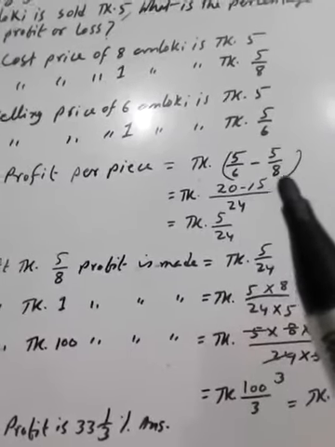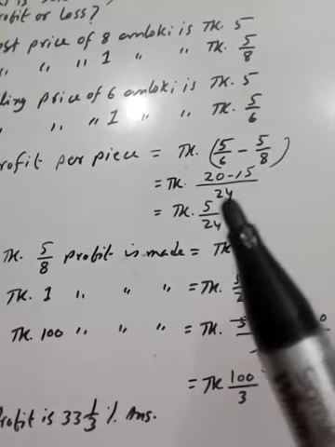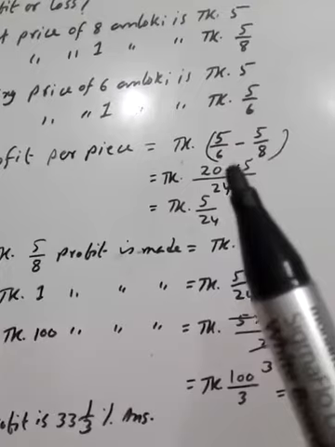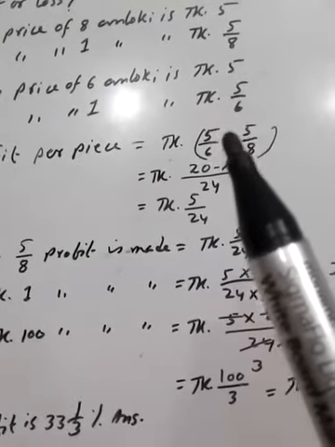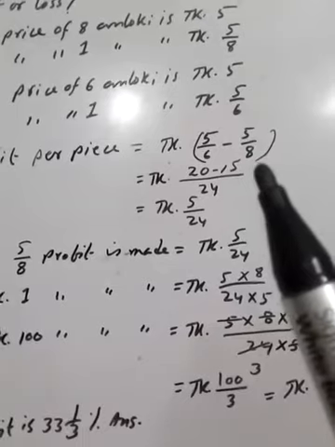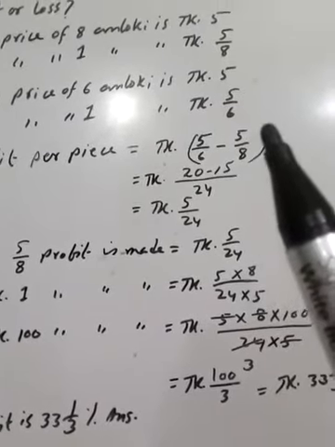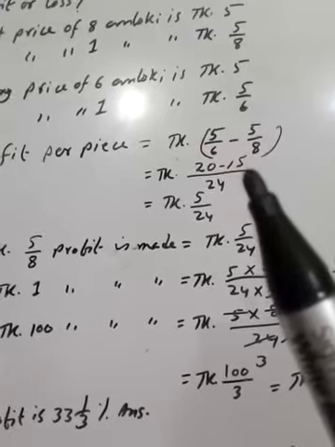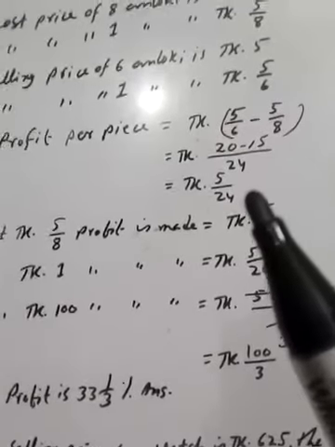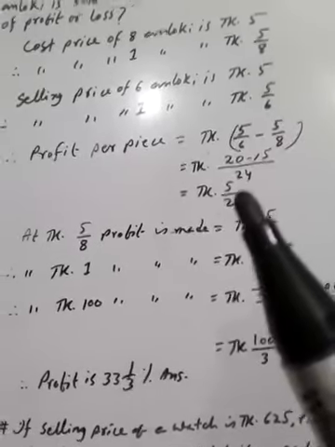5 by 6 minus 5 by 8. The LCM of 6 and 8 is 24. 24 divided by 6 is 4, 4 multiplied by 5 is 20. Then minus: 24 divided by 8 is 3, 3 multiplied by 5 is 15. 20 minus 15 equals 5 by 24. And we have to calculate the profit on the cost price.